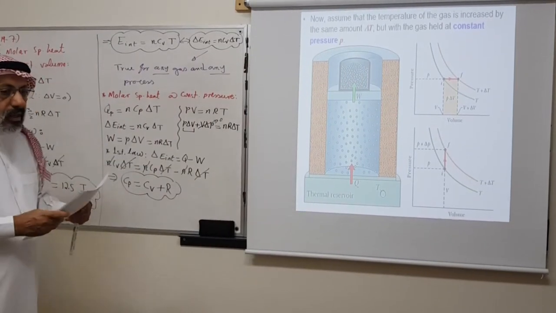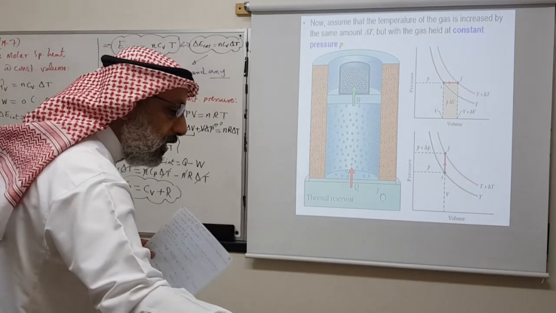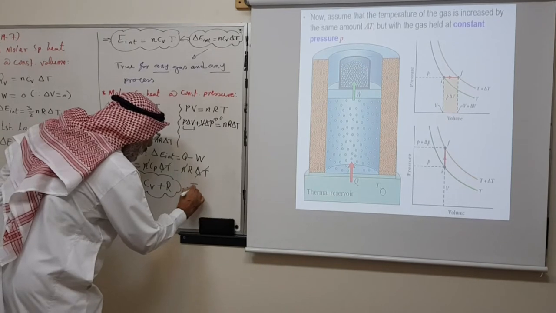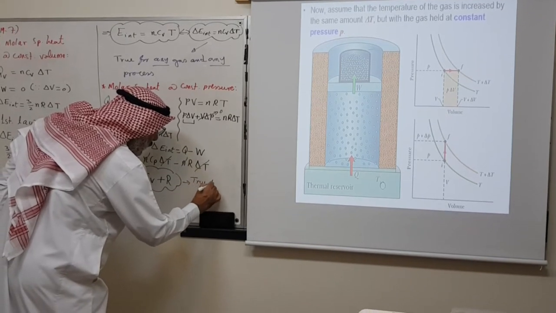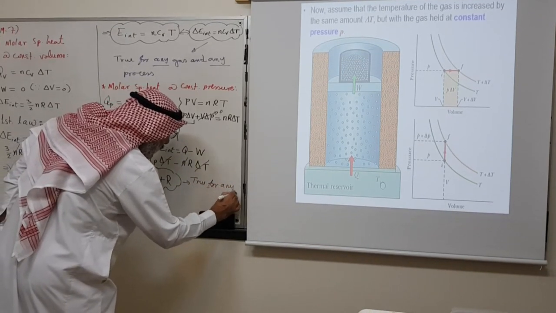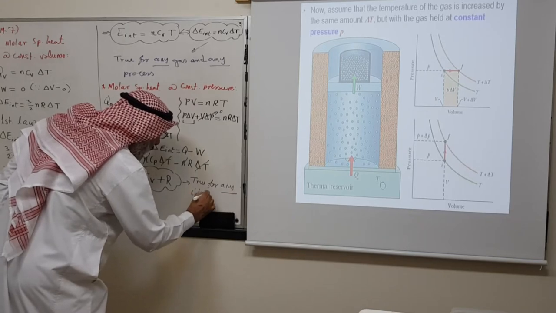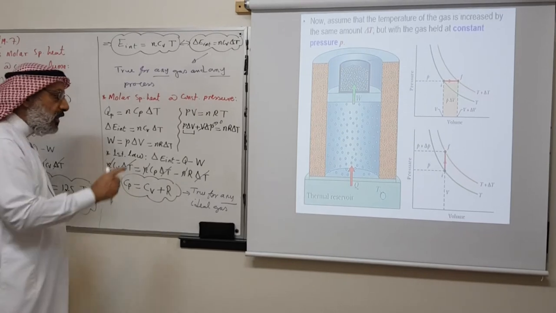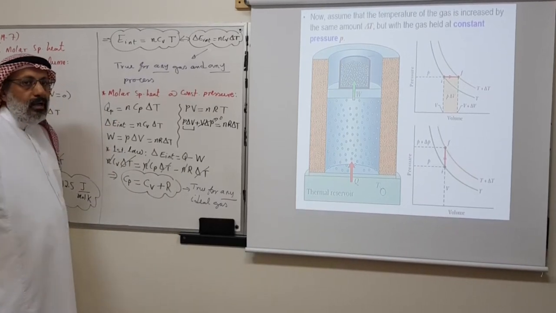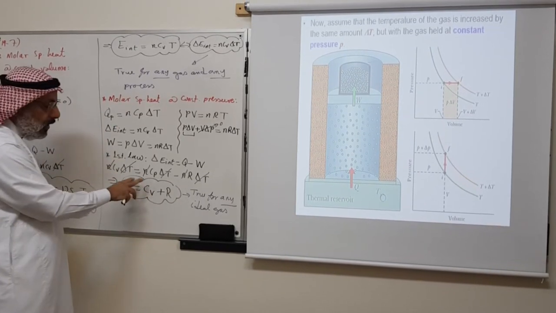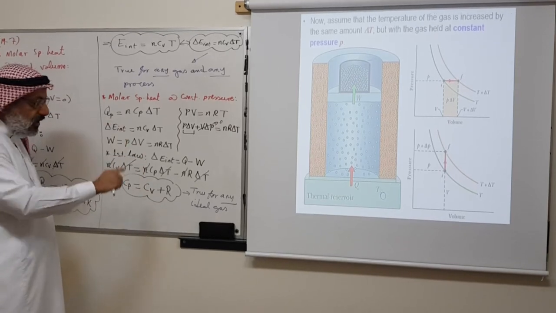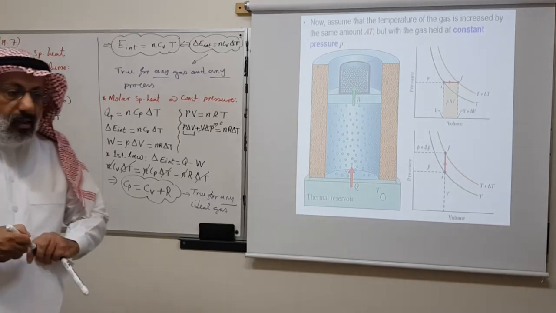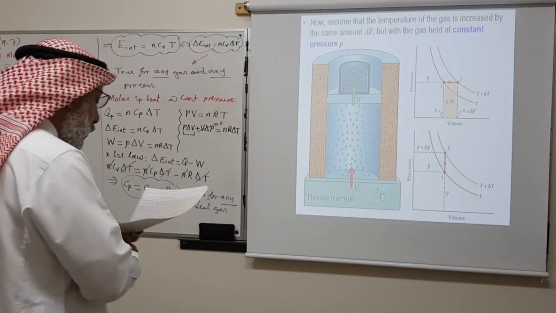Now this equation is true for any ideal gas, be it monoatomic or diatomic. Only thing that would change from one gas to the other one is Cv. So as Cv changes, you will have the change, but then add R to that, you get the value Cp. Finally, here we need to define a quantity.